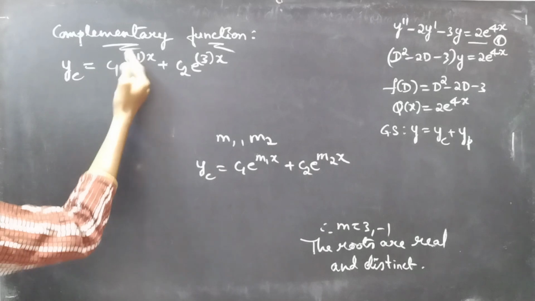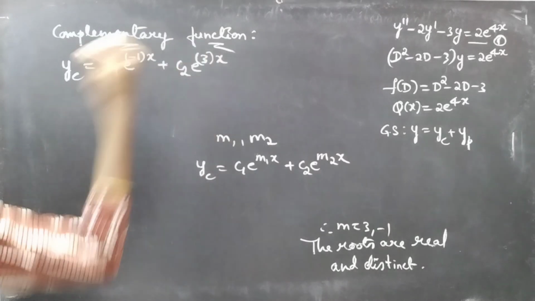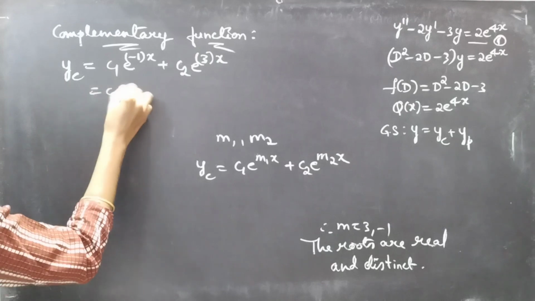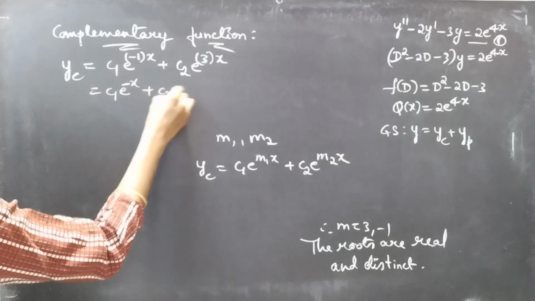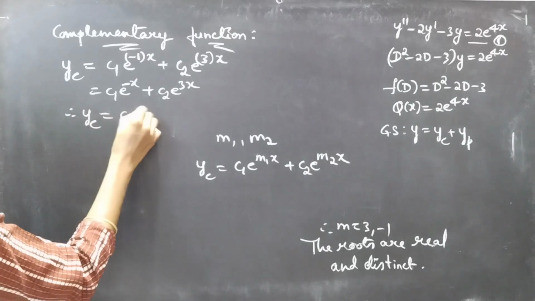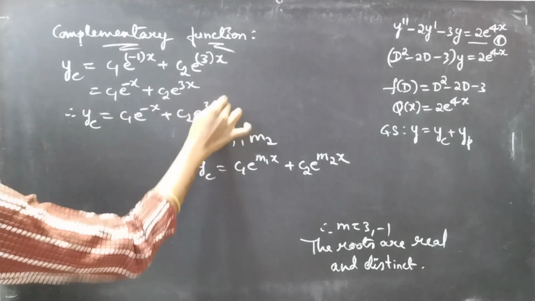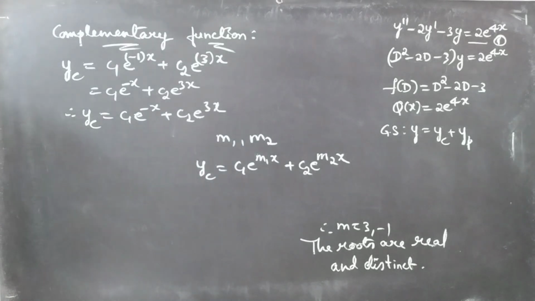This gives us c1 e power minus x plus c2 e power 3x. Therefore, yc is equal to c1 e power minus x plus c2 e power 3x. We got yc. Now we need to find yp, the particular integral. Let's see that.